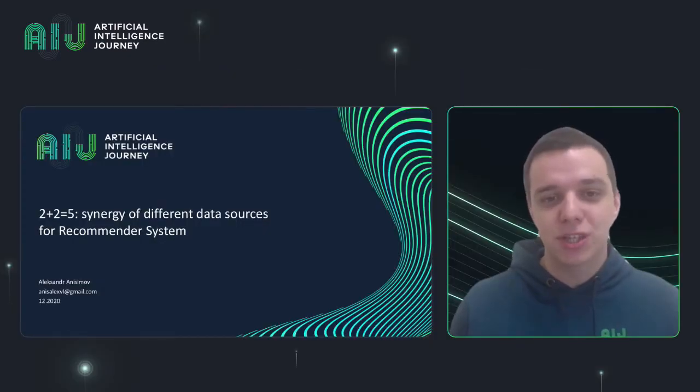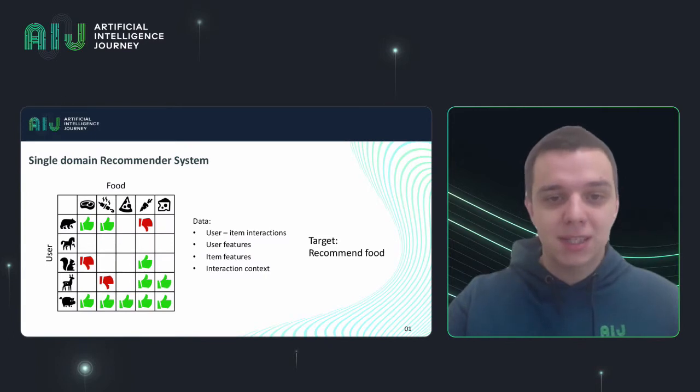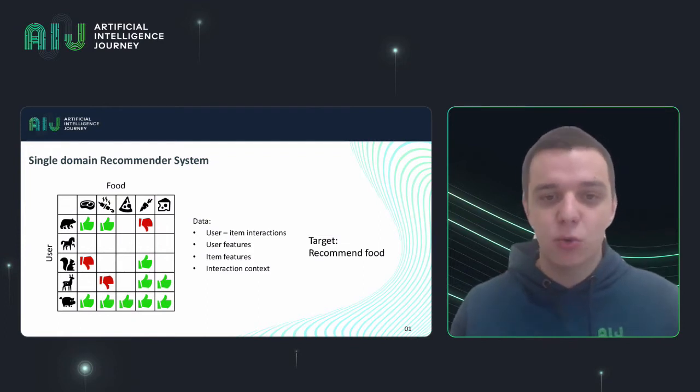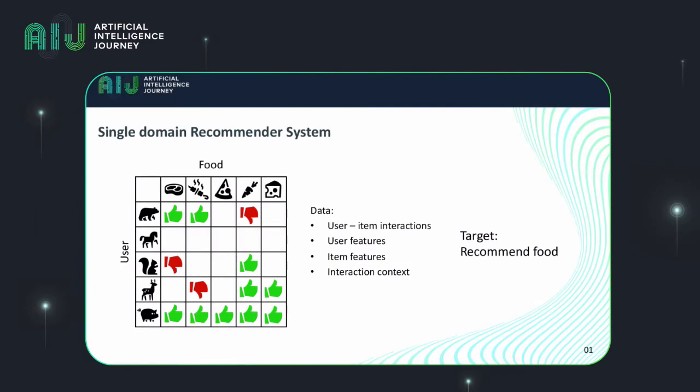Today, I'm going to share with you our experience of how to improve a recommendation system based on several data sources. Let me start by explaining how a regular single domain recommender system works. For instance, we have data showing which users use certain products. They can write their reviews.